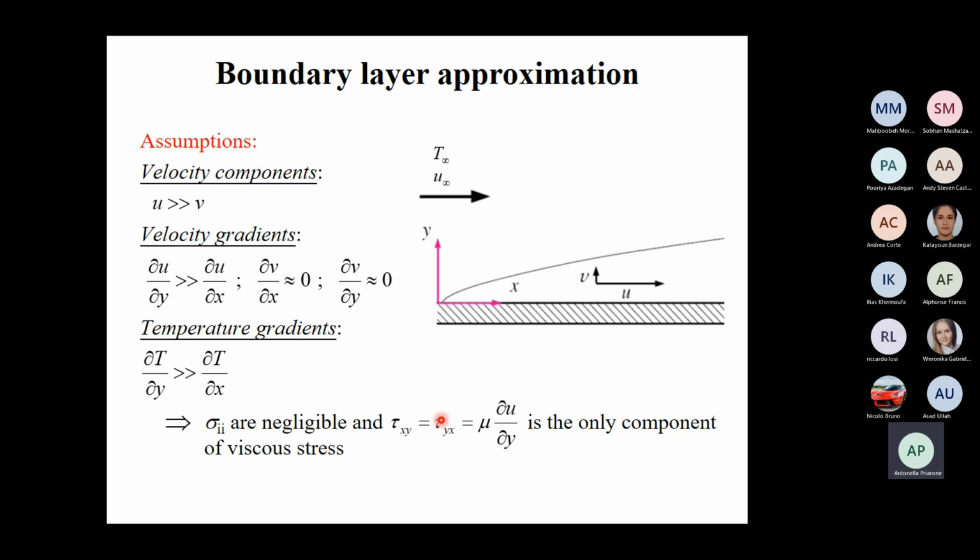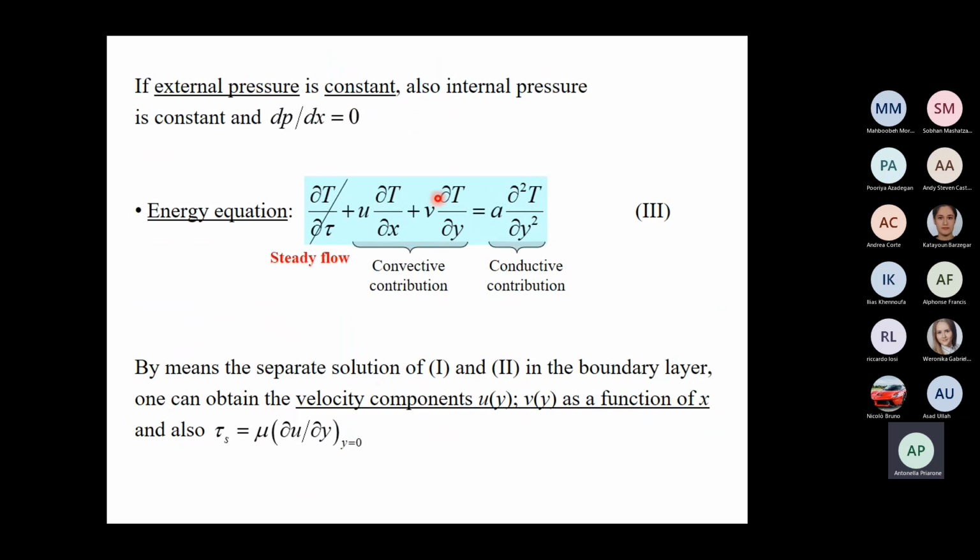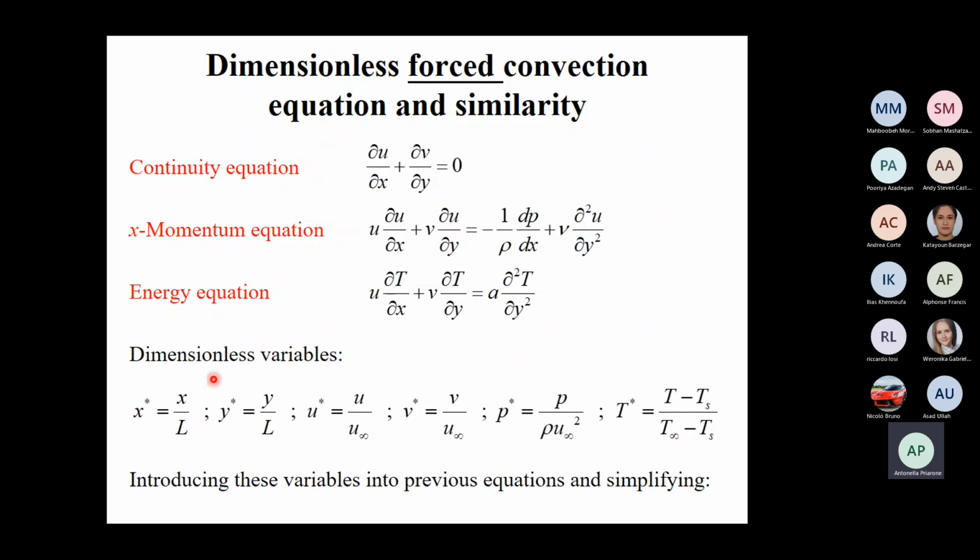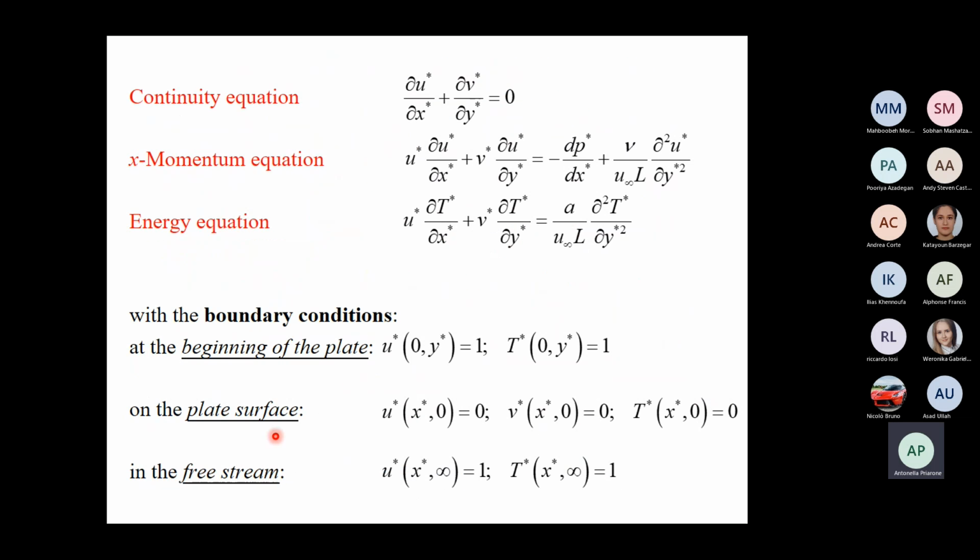In the free stream means far from the surface, for y that tends to infinity, so in the zone in which the fluid moves as undisturbed. And so far from the plate, u is still equal to u infinite and t is still equal to t infinite. If y tends to infinity, also y star tends to infinity, for which here in the bracket I read infinity, infinity, because also y star tends to infinity.